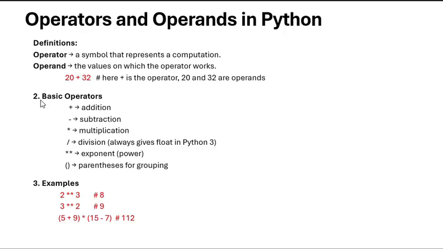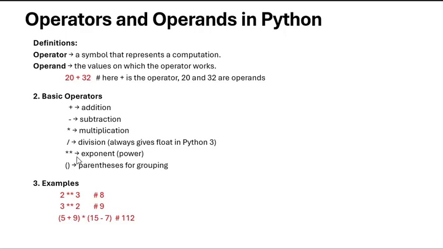Let us see the basic operators in Python. This is addition, subtraction, multiplication, division. This is exponent, the power. If I take 2 exponent 3, it will be 2 power 3. We will get the result as 8. Got it? This is the exponent.